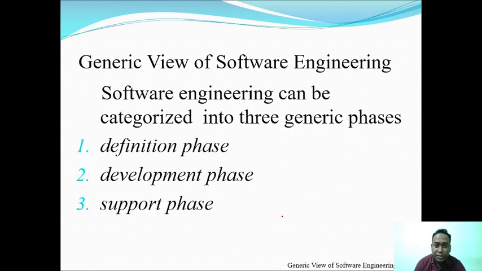The view of software engineering is that there are three main generic phases. Okay, first is definition, second is development, and third is support. What is the definition phase? The definition phase is used for requirements investigation and feasibility analysis. The software engineer will have the SDLC, software development life cycle. We have the definition phase, development phase, and support phase.